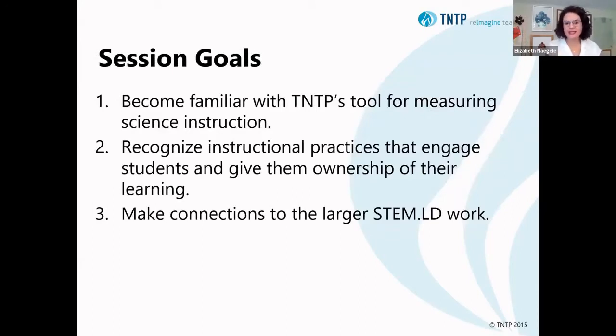All right, so here are our goals for the next 45 minutes. We are going to follow a similar process of using the TNTP science walkthrough tool to ground us in a vision for excellent science instruction. This tool can help us to internalize what strong science instruction looks like. And after we've gotten familiar with the tool, we'll use it to help us analyze instructional practices in science that engage students and practices that help students to own their own learning. And then finally, we'll connect that back to the larger work of STEM.LD.